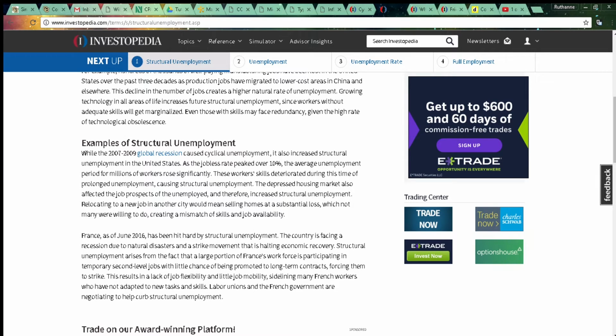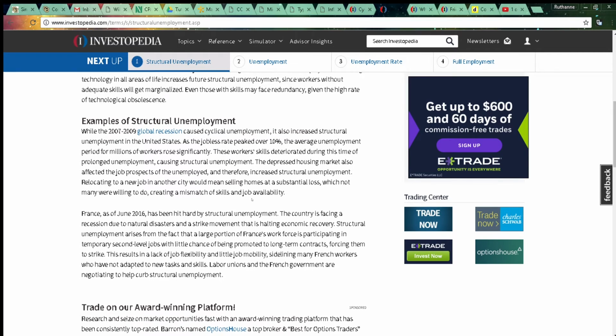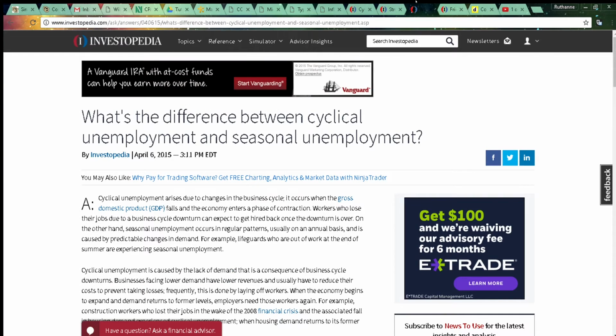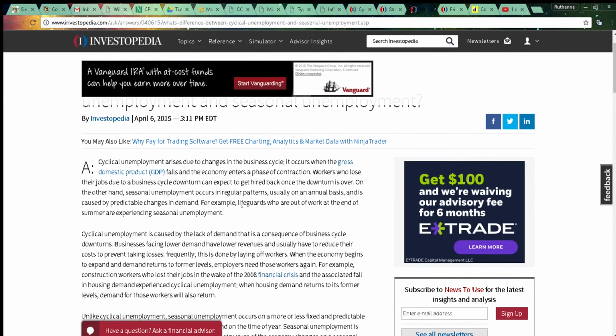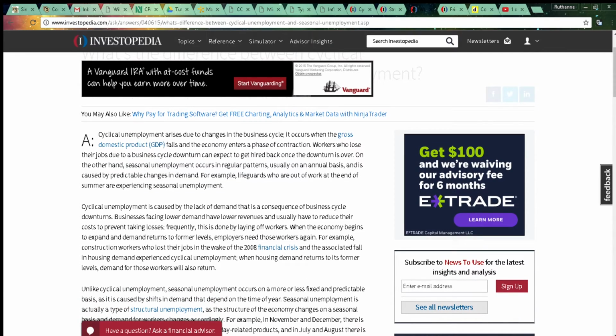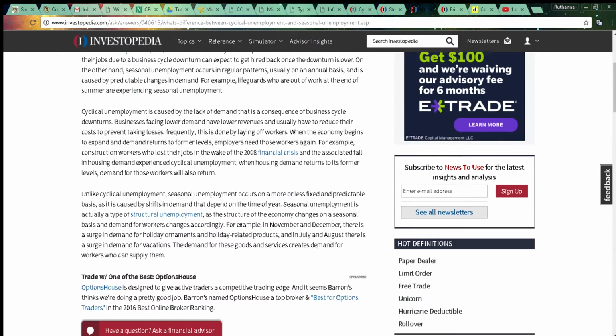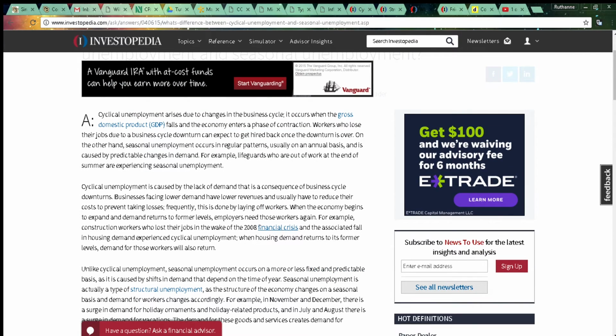They bring up another example. They mention again that the 2007 to 2009 global recession caused cyclical unemployment, meaning again that the unemployment numbers grew, but there was an expectation that they were going to fall again, that this status of unemployment of a large number of people was temporary. Okay. So we've already looked at the difference between cyclical and seasonal, but we can look at a more specific article on that difference.